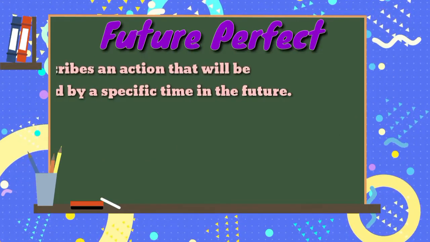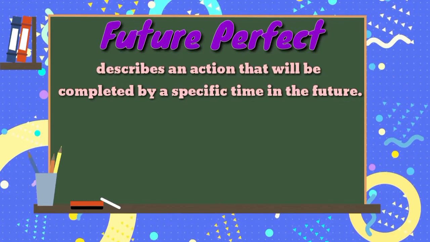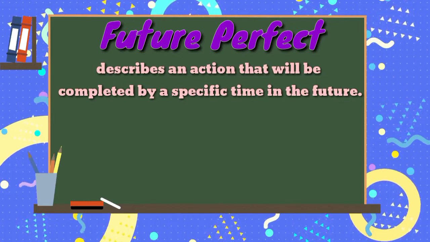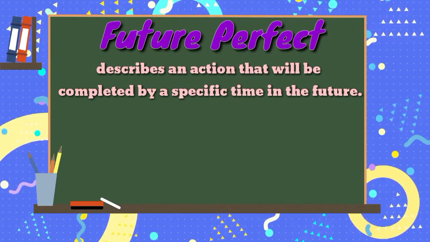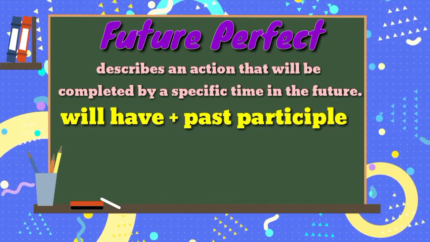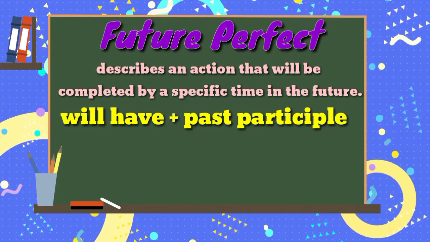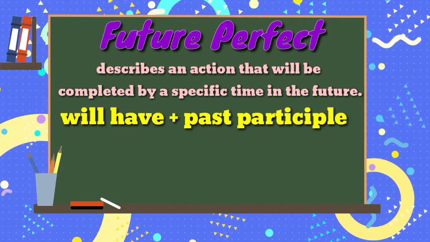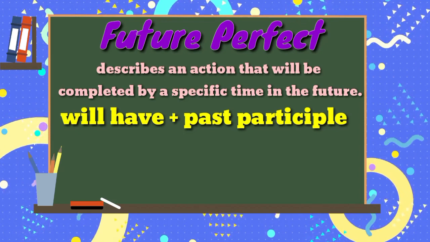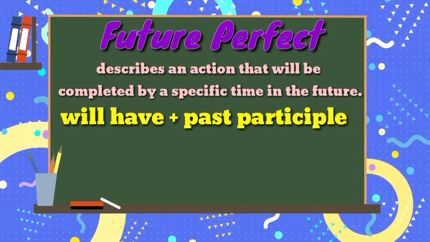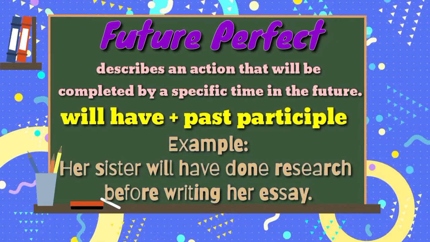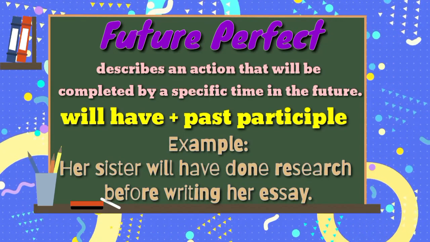Let us move on to the future perfect. Future perfect describes an action that will be completed by a specific time in the future. We use will have plus the past participle form of the verb. Our formula doesn't change even if we have a singular or a plural subject. For example, her sister will have done research before writing her essay.